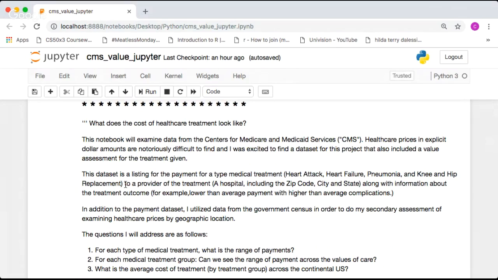Unfortunately, there were only 4 treatment outcomes, but they were among the most common: pneumonia, knee and hip replacement, heart failure, and heart attack. So I really wanted to work with this data set, and I made sure to include a short geographical analysis because the data was, though short in medical treatment outcomes, robust in other ways. So I have 3 questions that I'm going to address as I walk you through my project.